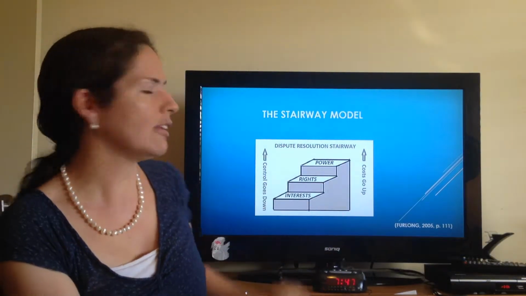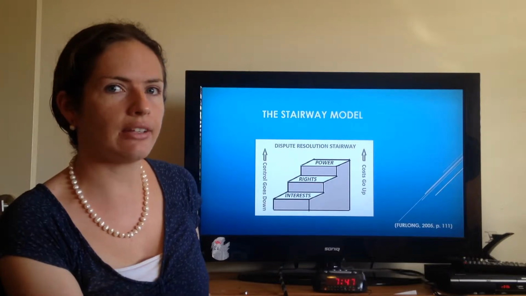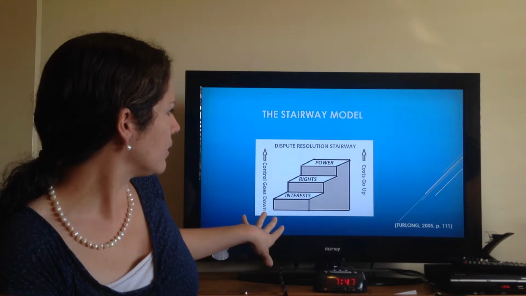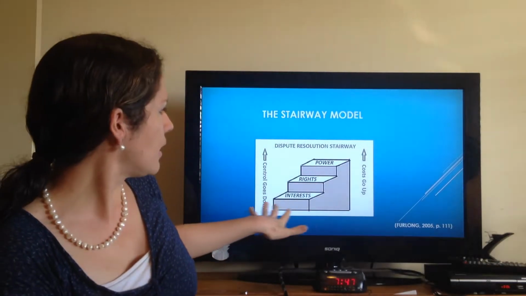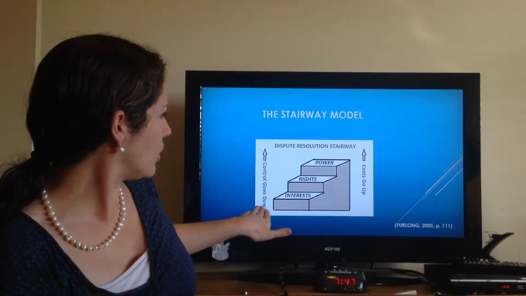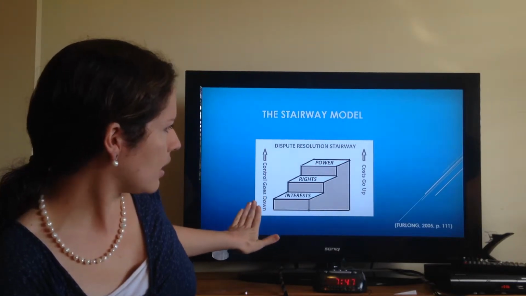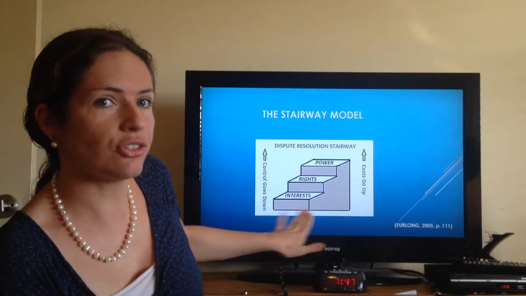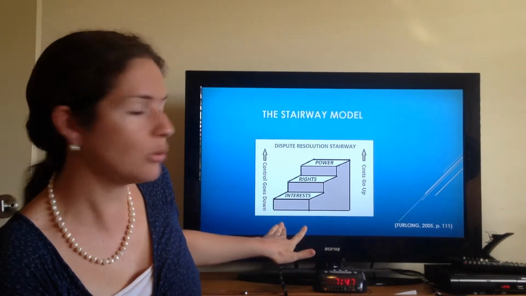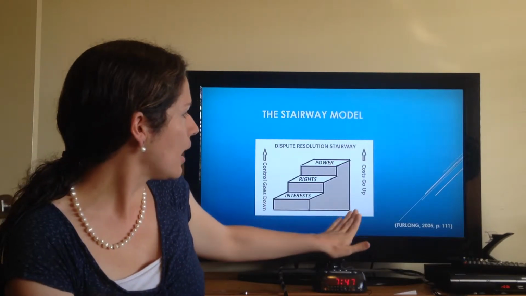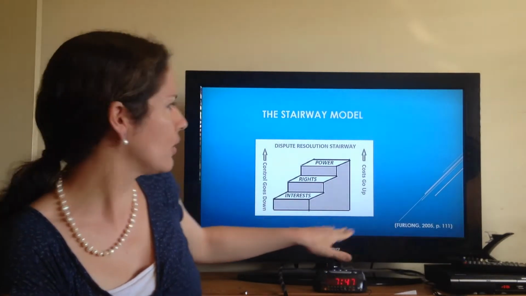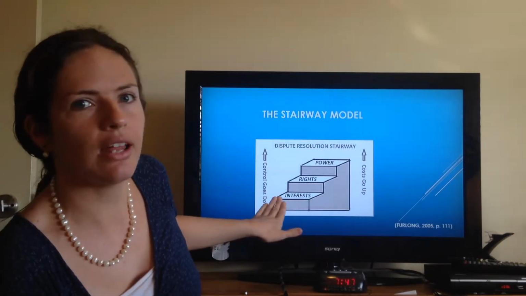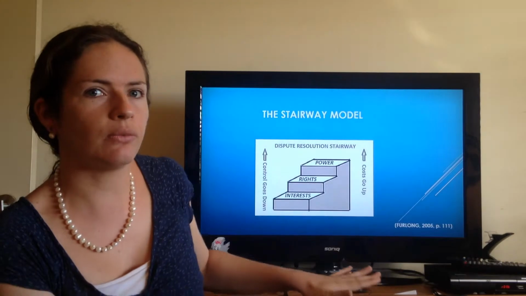The stairway model is the simplest format of the interests, rights, and power model. As you can see in the graph, when the parties start to use interest-based processes, the control is up because they have more control over the nature, direction, and outcome of the situation, while the costs are also not so high because, as I said before, usually those processes are very collaborative and they are not adversarial.